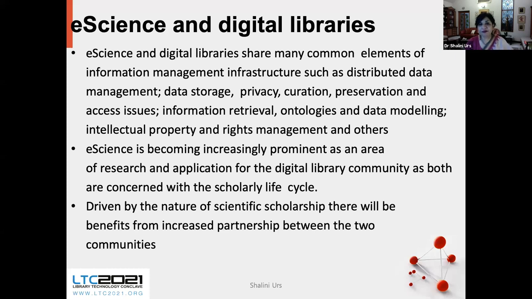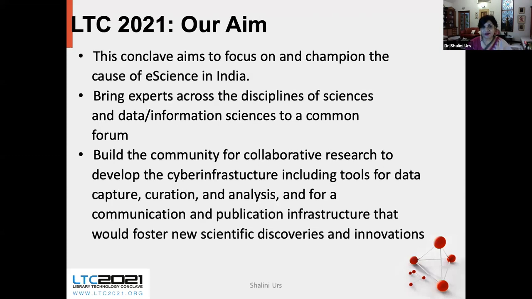And we have observed that there are many common elements of information management infrastructure between e-science and the digital libraries. And therefore, we thought it's good to bring these two communities together, so that we can perhaps minimize the kind of mismatch that happens, the kind of discovery that may not happen, primarily because of the gap between the data and the scientific discovery.